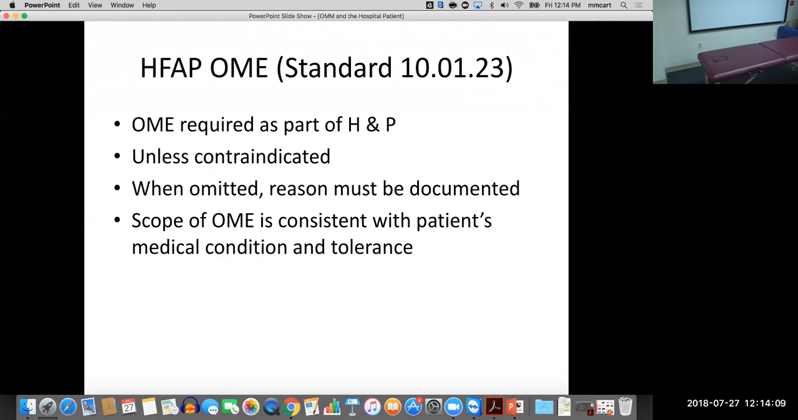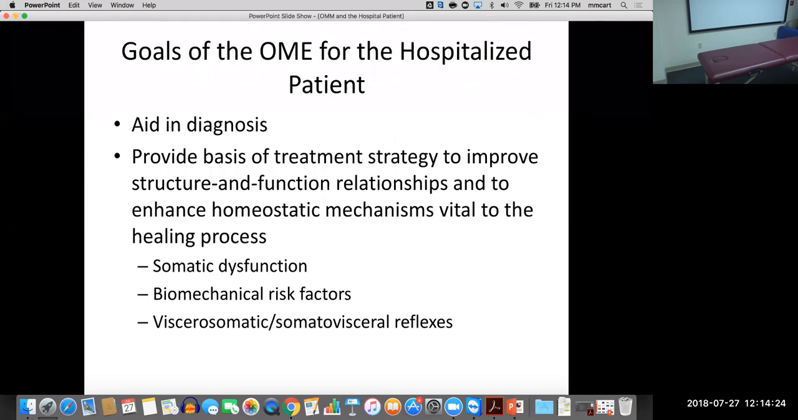But in many of the situations where people think it's contraindicated, probably what's contraindicated is putting them in multiple positions. So probably whatever position you find them in, you can still do a bit of an exam to meet the requirements. So what are the goals for doing this?